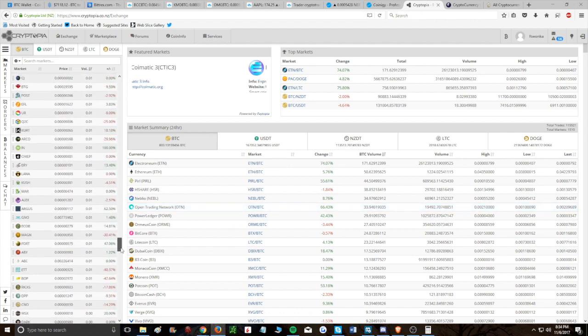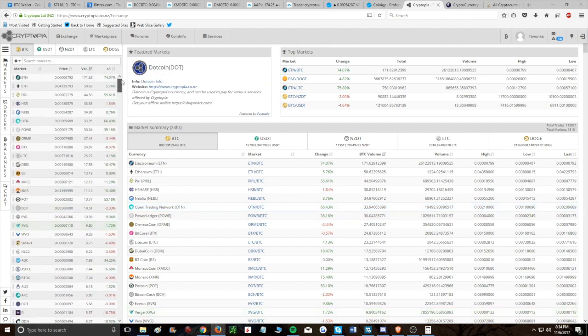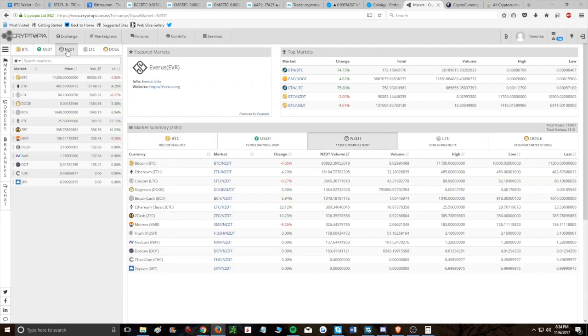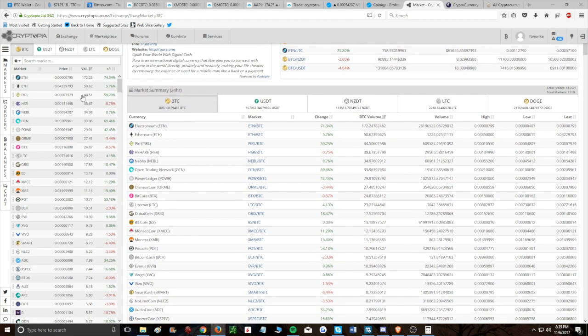There's probably a good 200 to 500 coins listed on here, but I would say about 400 of them are garbage and I would never trade. So the first thing I look at on any exchange is volume. And I want to look at volume in Bitcoin because I'm trading with Bitcoin. They do offer Tether and New Zealand currency. So this is a New Zealand exchange, cryptopia.co.nz. So if you are living in New Zealand, you might be able to trade your direct currency to Bitcoin in these other coins. But I trade in Bitcoin. That's what I'm focused on. And the first thing I'm going to look at is volume.